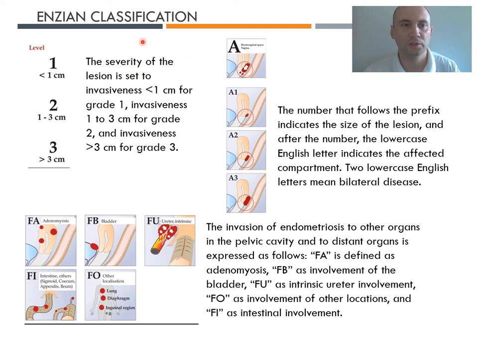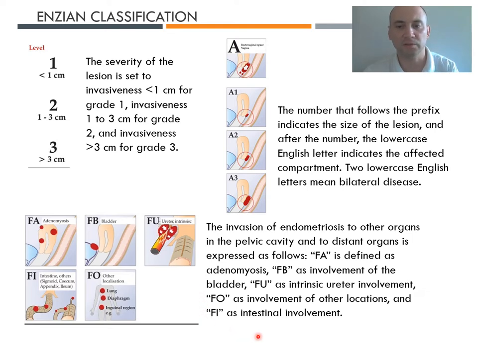The severity of the lesions in the Enzian classification is set by invasiveness: less than 1 cm for grade 1, from 1 to 2 cm for grade 2, and over 3 cm for grade 3. The number that follows the prefix indicates the size of the lesion, and after the number, the lowercase English letter indicates the affected compartment. Two lowercase English letters mean bilateral disease. The invasion of endometriosis to other organs in the pelvic cavity and distant organs is expressed as follows.